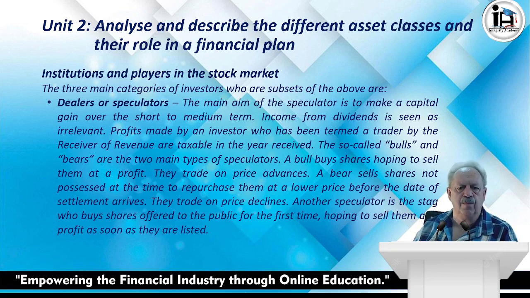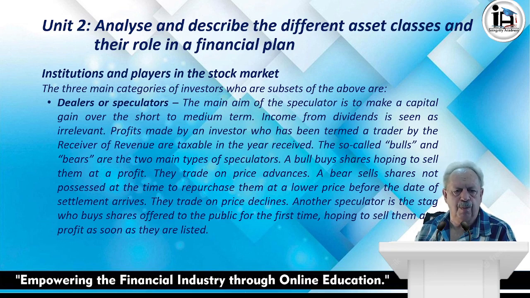The main aim of the speculator is to make a capital gain over the short and medium term. Income from dividends is seen as irrelevant. Profits made by an investor who has been termed a trader by the receiver of revenue are taxable in the year received. The so-called bulls and bears are the 2 main types of speculators.